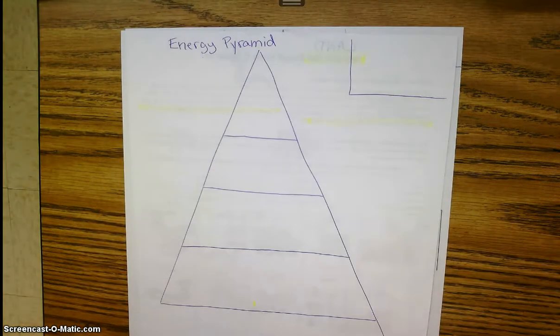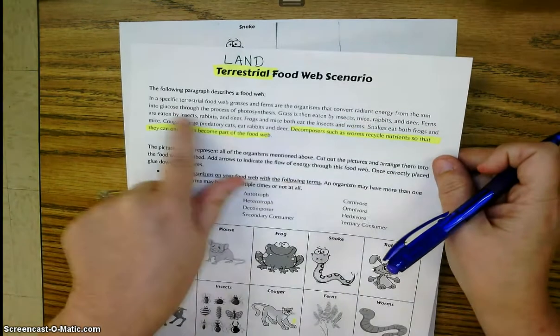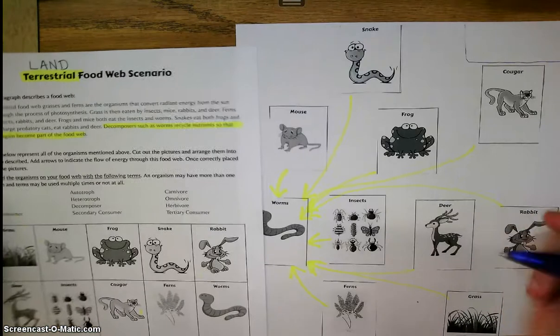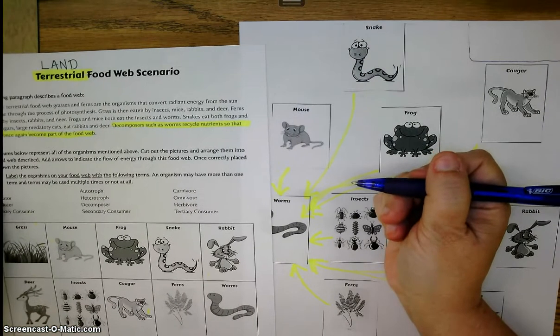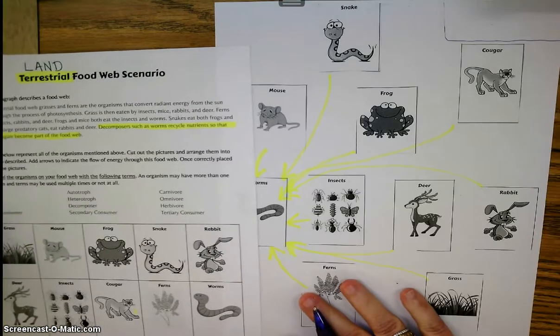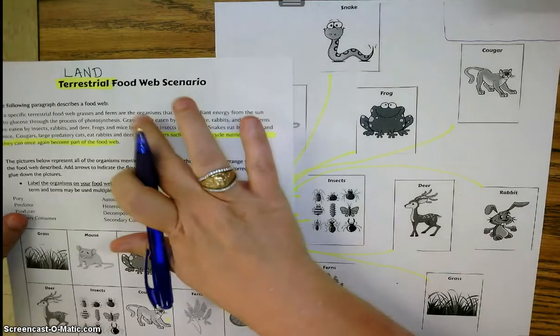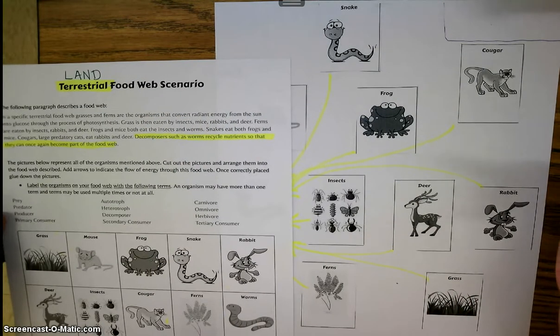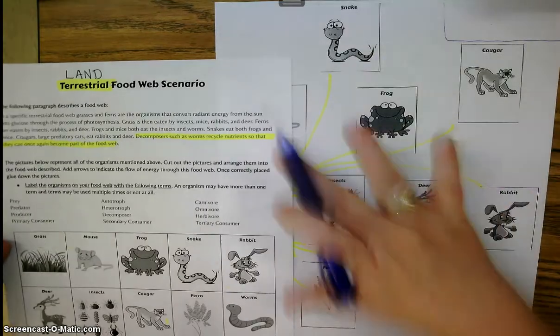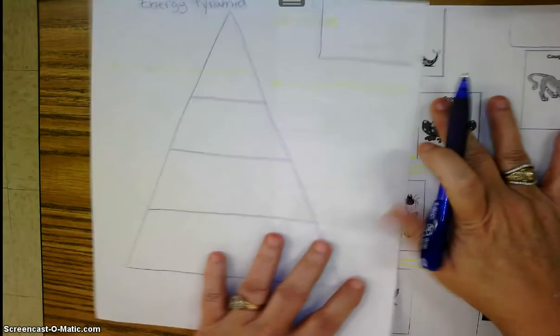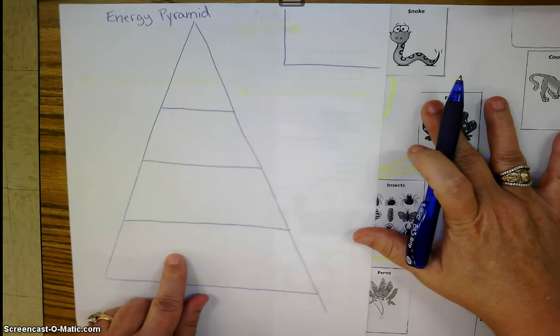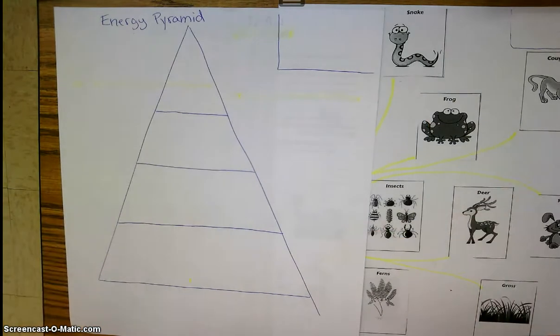All right, so once you have read this paragraph, drawn your arrows showing how the energy flows from the grass all the way, everything that is described in this paragraph. These arrows will be drawn in blue or black ink or pencil, not highlighter. Once you've done that, you're going to take these organisms and you're going to enter them into the energy pyramid where they should be located.